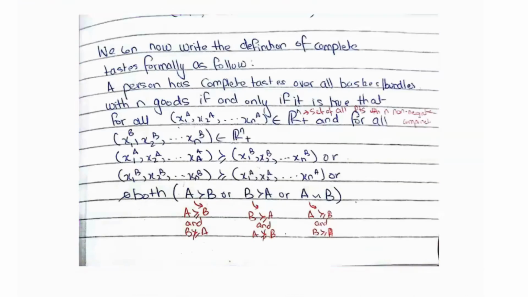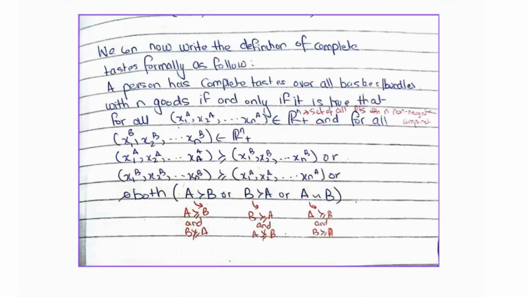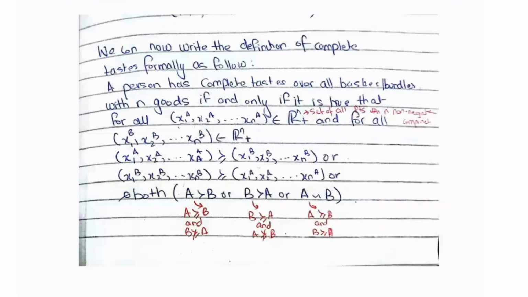So now this is how the text defines complete taste more formally. This is from the text. It says that the person has complete taste over all bundles with n goods. So we're looking at bundles with n goods. In the earlier examples that we looked at, the bundles were bundles with two goods, but now we're generalizing it to bundles with n goods.